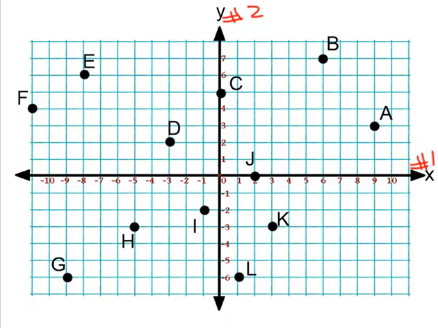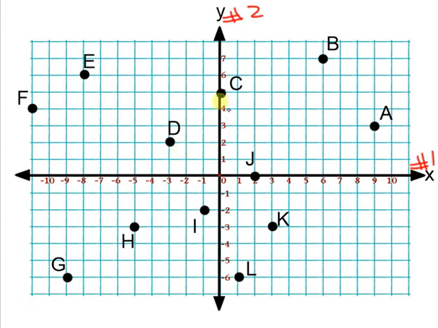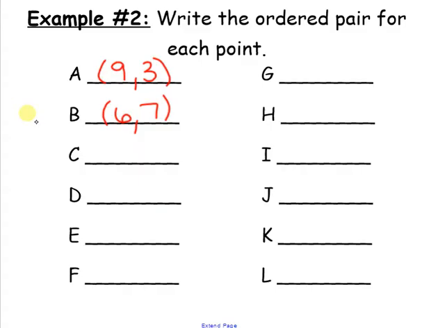Okay, we're going to look at B. B is also in quadrant 1. We're going to go across 6 and up 7. So across 6, up 7. We're going to look for point C. Now C is actually on the axis. When you're on the axis, you are not in a specific quadrant. That's important to know. So we're not going to go across any, because we're on the 0 line, but we are going to go up 5. So it's going to be (0, 5).